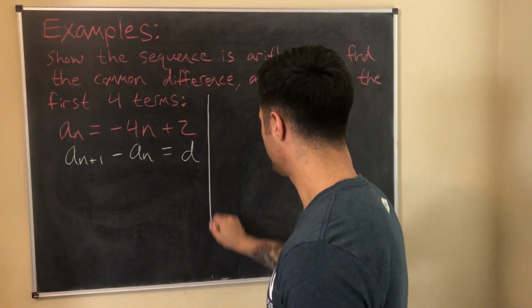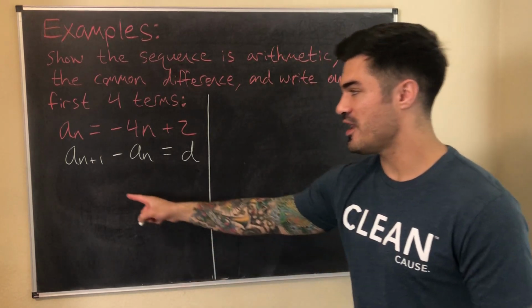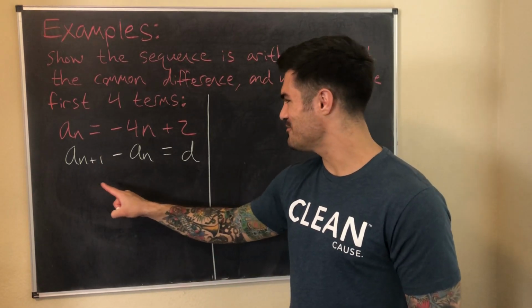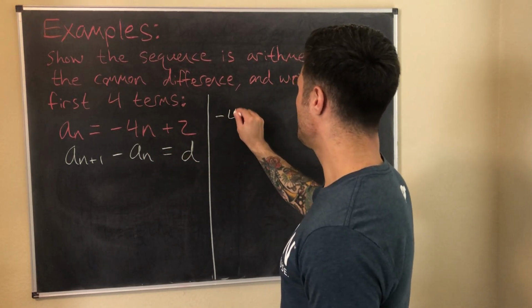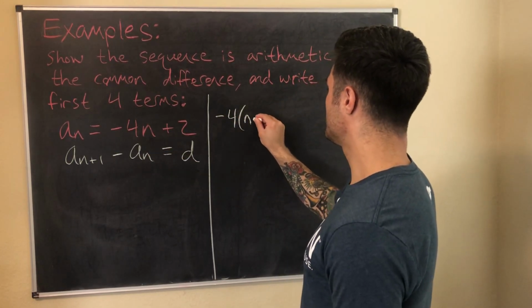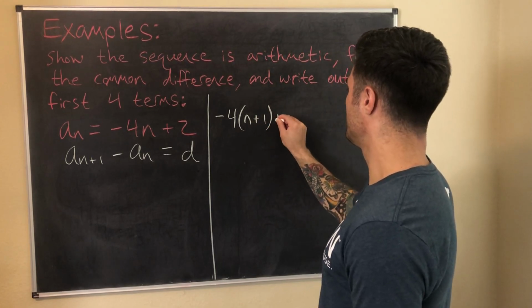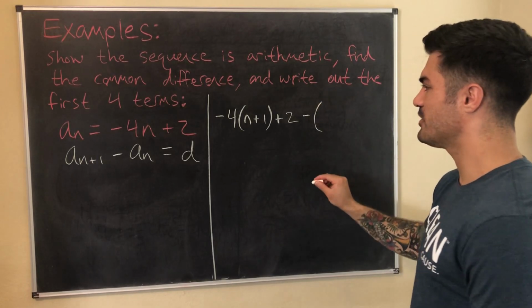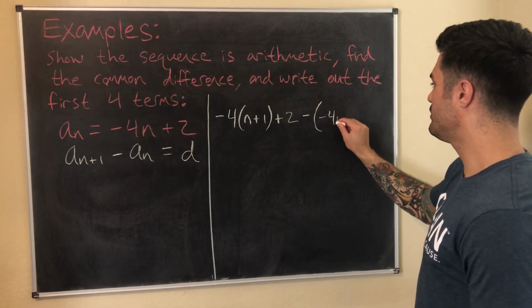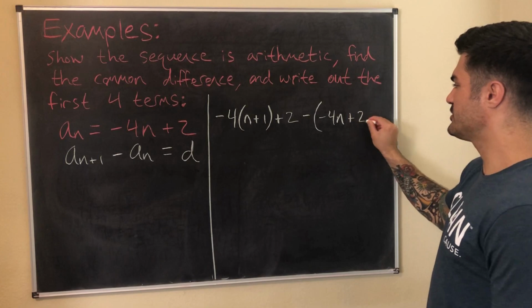I'm going to do the work off to the right here. So remember, the n plus 1th term is just replacing n with n plus 1. So that would be negative 4 times n plus 1 plus 2. And then we're subtracting all of an. Don't forget those parentheses. Negative 4n plus 2.